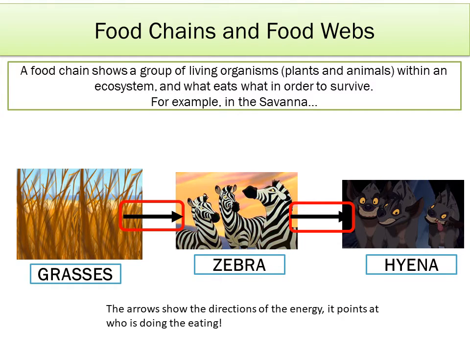Now, the arrows show the direction of the energy. It points at who is doing the eating. So it points at who is consuming the energy. Where is that energy going to?